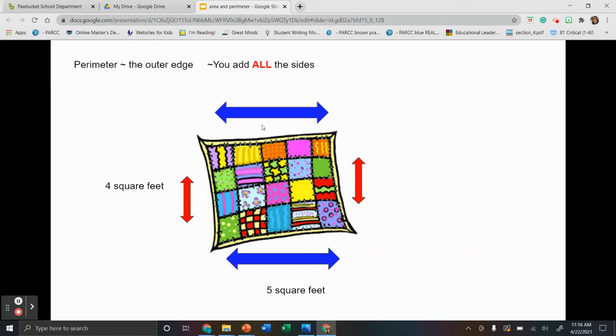Add all the sides. Don't forget all the sides, because you don't want just trim. Think about the actions that you're doing. Don't worry just about the formula, but think about, okay, if I'm putting trim on this blanket and I only add the 4 plus the 5, I'm only going to have trim on this side and this side, right? That's not what we want.